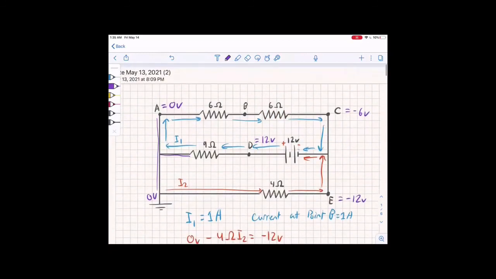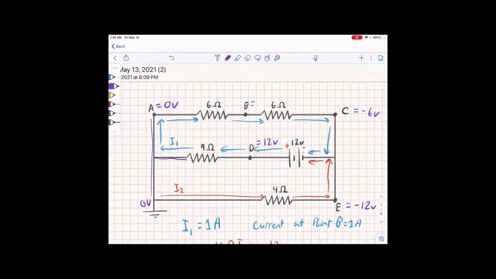It makes sense because these lines are all running in parallel with each other. Each one of these lines should add up to 12 volts, and they do: we have 12 volts here, 6 and 6 is another 12 volts, and then across here we have 12 volts on the bottom.